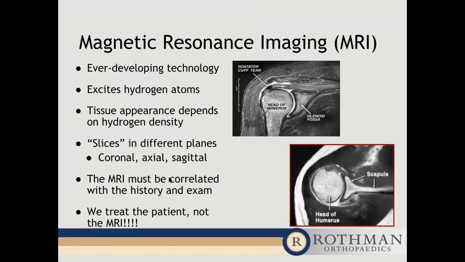And again, as I always tell all my patients, we have to correlate the MRI with the history and physical examination. And we're always treating the patient, not the MRI. The MRIs oftentimes have a lot of abnormalities. They don't always correlate with what's wrong with the patient.